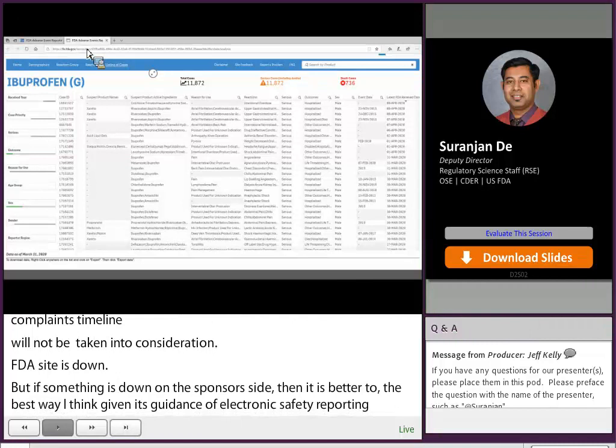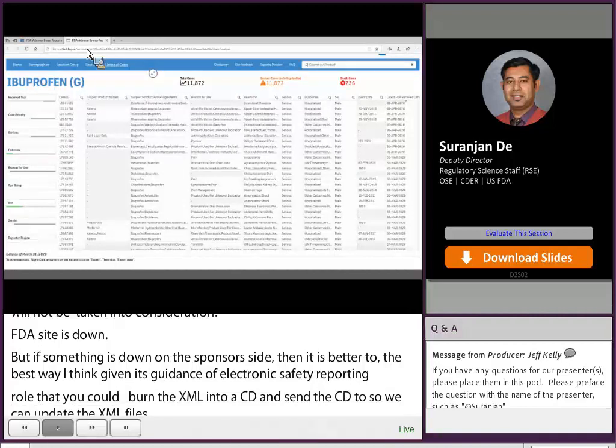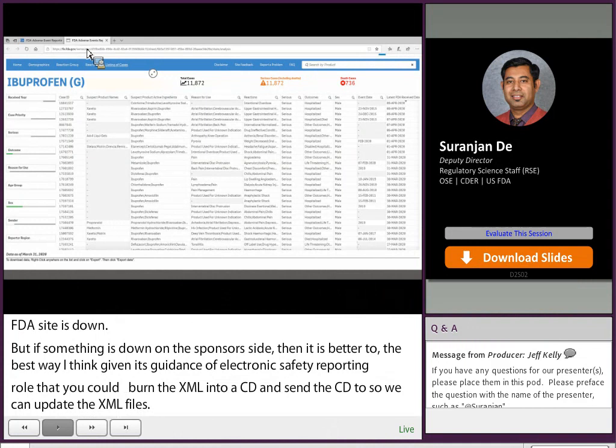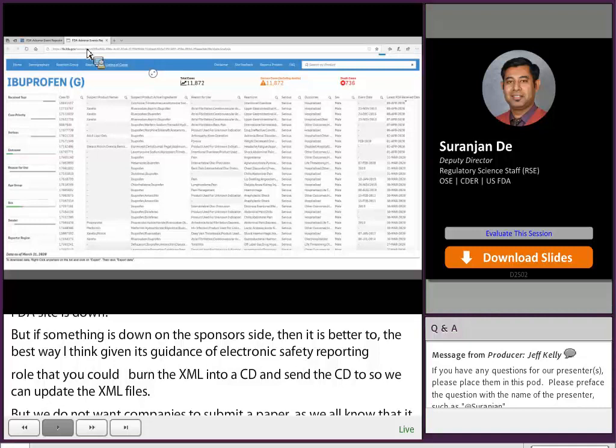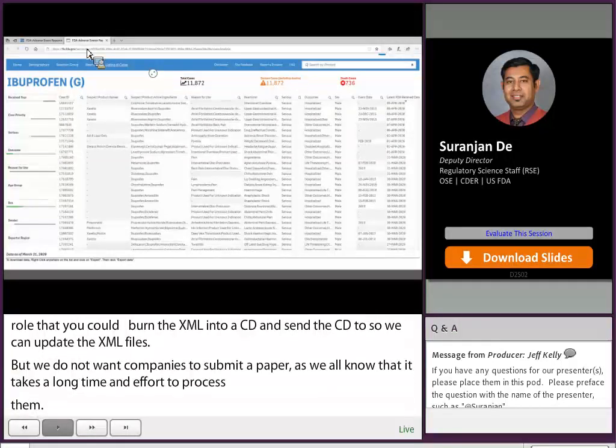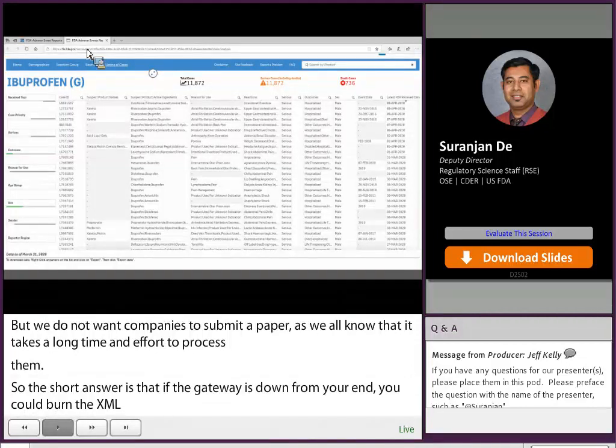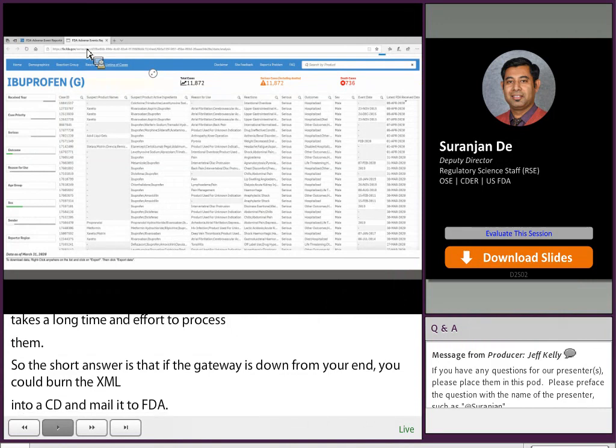But we do not want companies to submit on paper, as we all know that it takes a lot of time and effort to process them, and with that volume, it sometimes becomes impossible to process these reports. So the short answer is that if the gateway is down from your end, you could burn the XMLs into a CD and then mail it or courier it to FDA. And also, the safety reporting portal is a website, so companies who are using the safety reporting portal will still continue to submit to the portal.